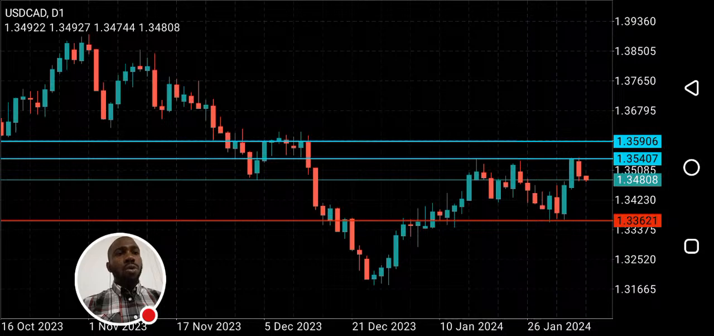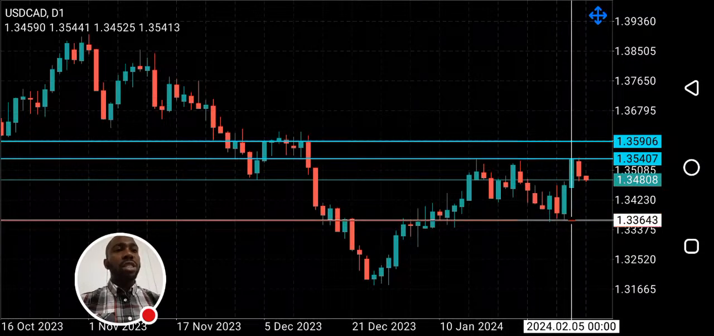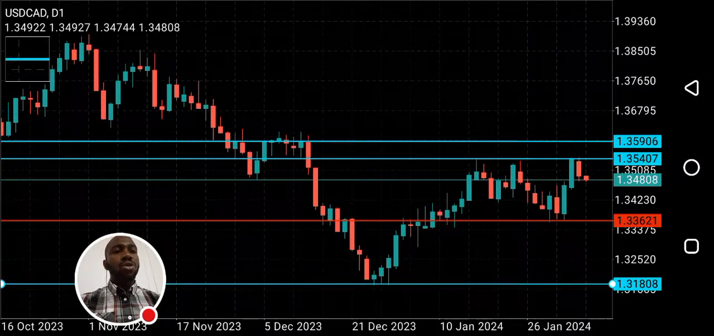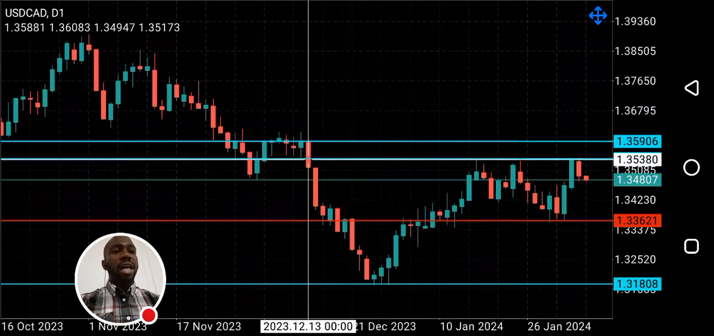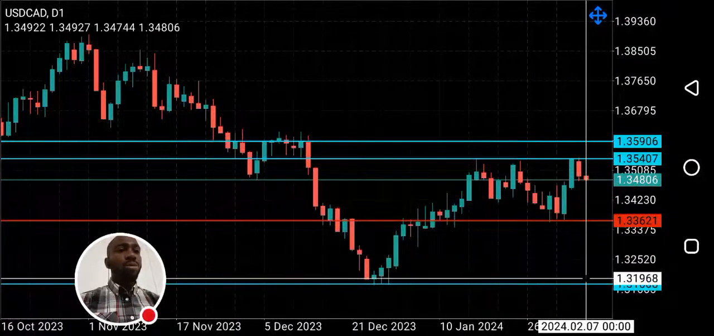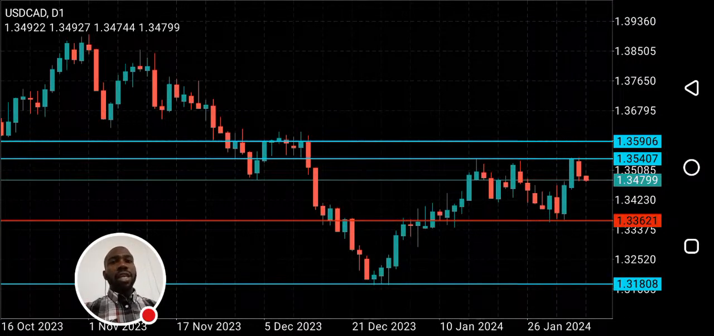So where is price heading right now? Price is aiming for sell side liquidity. And where is sell side liquidity? This previous low is sell side liquidity, and you also have sell side liquidity at this level. That is where USD CAD is aiming for. This is the first target, and this will be the second target. So USD CAD is bearish.